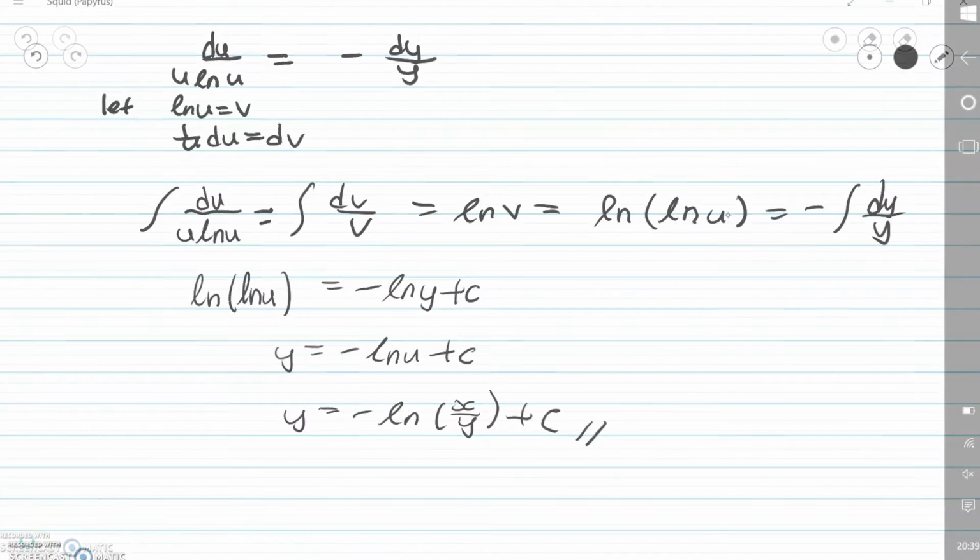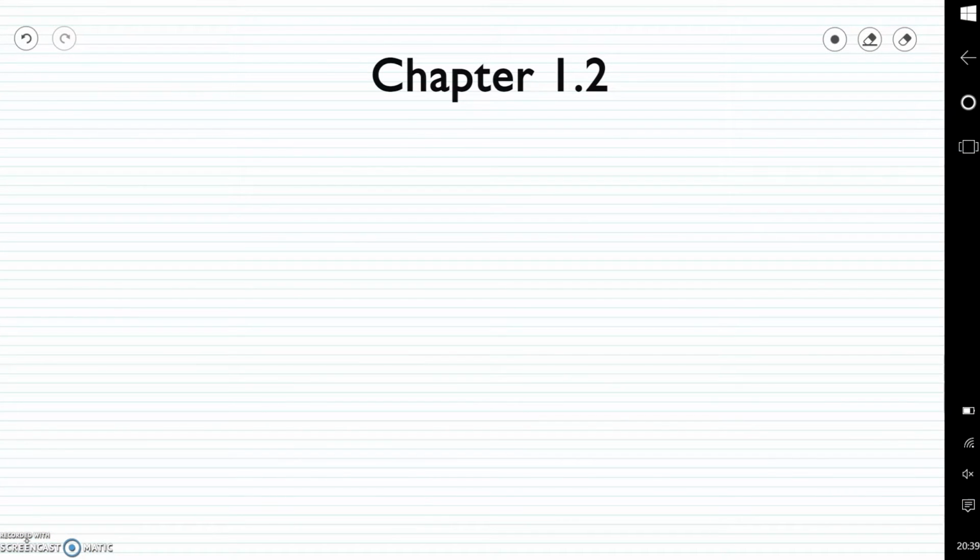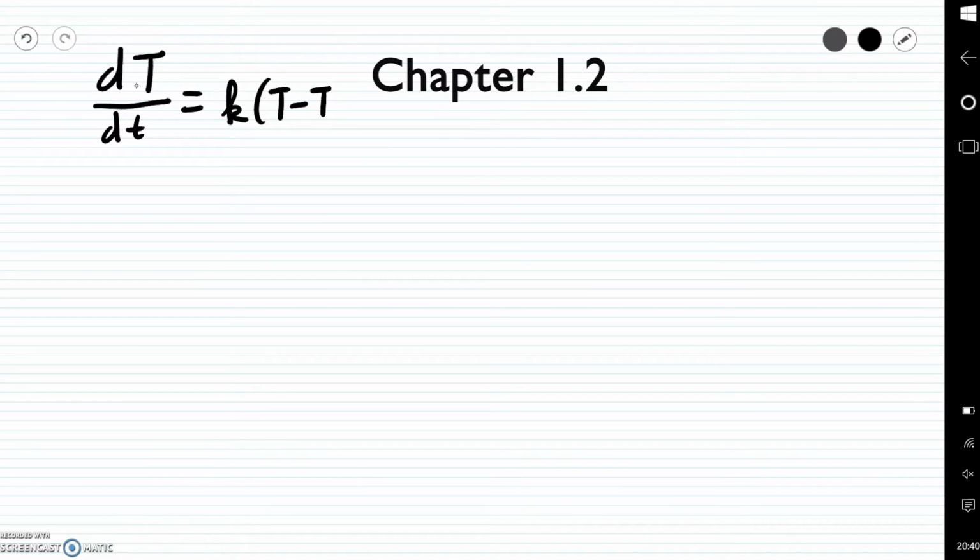So we go on to the next part of the chapter, which is different applications, and we'll first start off with Newton's law of cooling and heating. The base theory of this problem is differentiating temperature with respect to time, which is equal to k times T minus T0. This calculation will give us the formula of Newton's law of cooling.